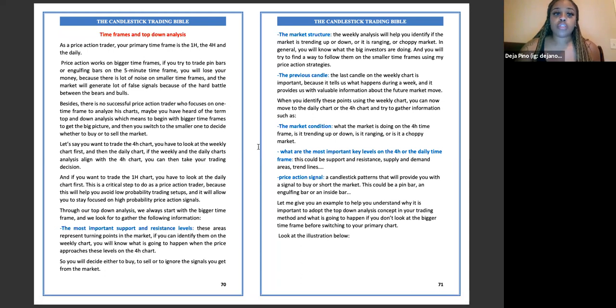All right, so just to touch on this, what it says, through our top-down analysis, we will start with a bigger time frame, and then those pinpoints on page 70 and 71 will go over the specific things that you want to look at. But the time frame is the first important thing. Then it talks about support and resistance, market structure, what's going on in the market, is it going up, is it going down, is it choppy, is it ranging? Knowing what the previous candle has done, market condition and things like that.